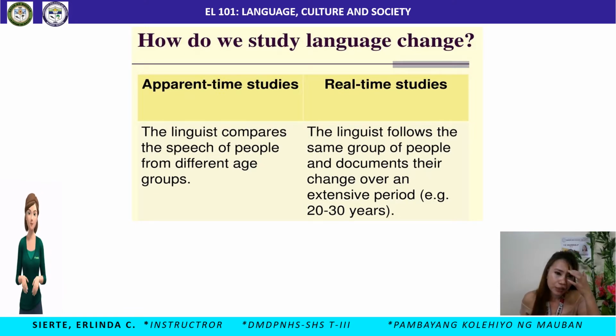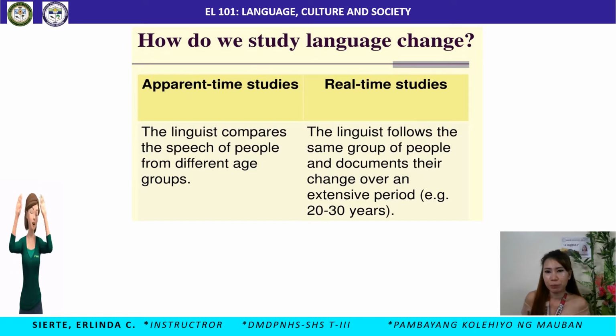And then we also have the apparent time studies of language change, comparing the speech of people from different age groups. Differences between the speech of older people and younger people are interpreted as indications of changes in progress, such as an increase in the use of prestigious forms indicating language change.